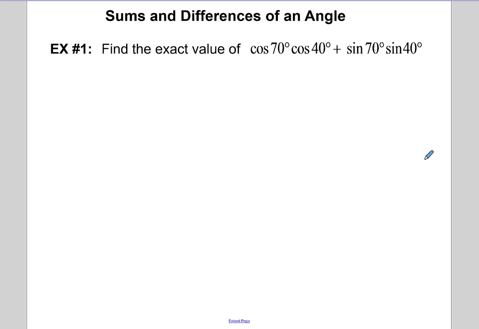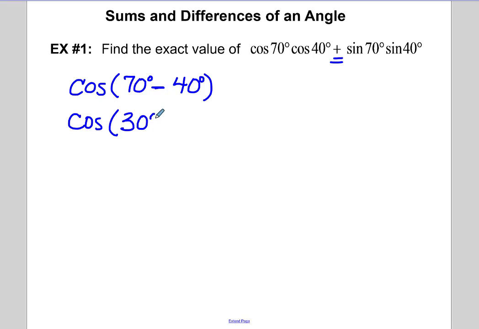In example 1, we're going to take the exact value of cosine 70 cosine 40 plus sine 70 sine 40. So to rewrite that, when it's cosine, cosine, sine, sine, that means we're taking our angles of 70 and 40, and the expanded pattern formula had addition. So when we condense, we're going to subtract. So cosine of 70 minus 40 is going to be the cosine of 30 degrees. And on our unit circle, the cosine of 30 degrees is radical 3 over 2.